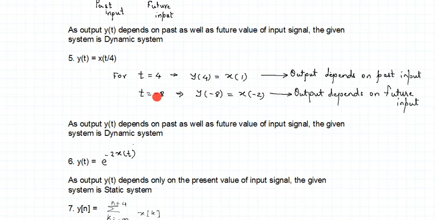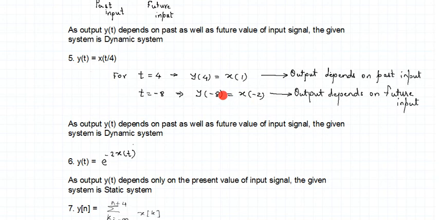So let's analyze it. y of minus 8. The moment I put t is equal to minus 8, I get here x of minus 2. So with respect to t as minus 8, x of minus 2 indicates the future value. Here t is greater than t naught, and that's why it is the future input. So as output depends on past as well as future value of the input signal, the given system is a dynamic system. It is very essential that you understand these definitions properly.